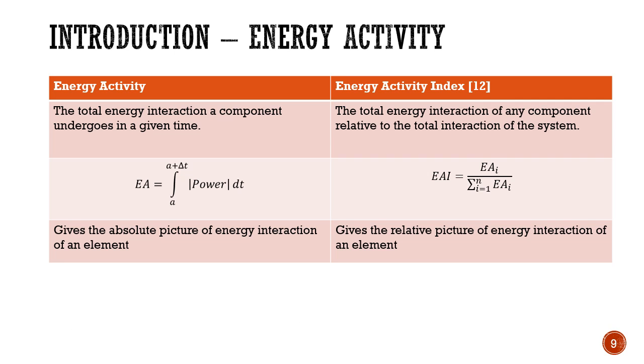Let us also understand the concept of activity index. While energy activity is the total energy interaction of a component, the energy activity index is the interaction of the component relative to the total interaction of the system. Therefore, the energy activity of a component gives the absolute picture of the interaction of an element, but the energy activity index of an element gives the relative activity when measured with the system as a whole.